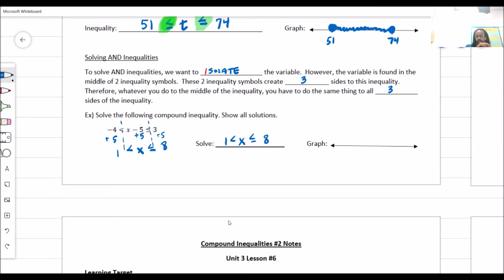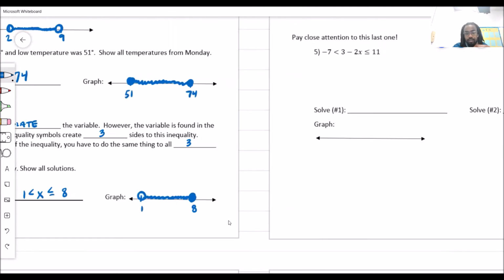And so now as I graph this, 1 and 8, I have an open circle at 1 and a closed circle at 8, and I shade in between. And there's my graph. All right, let's look at some more problems here.